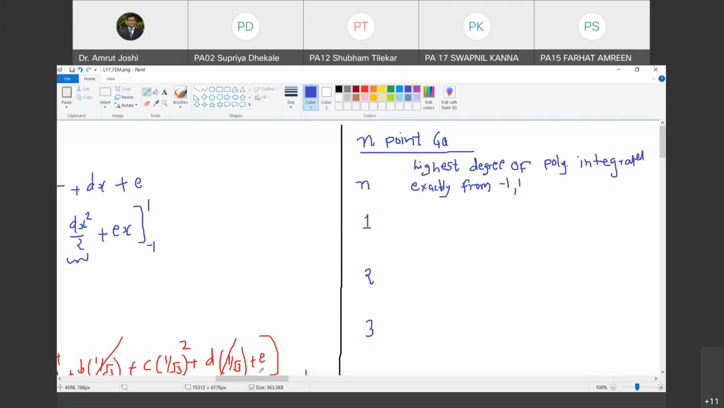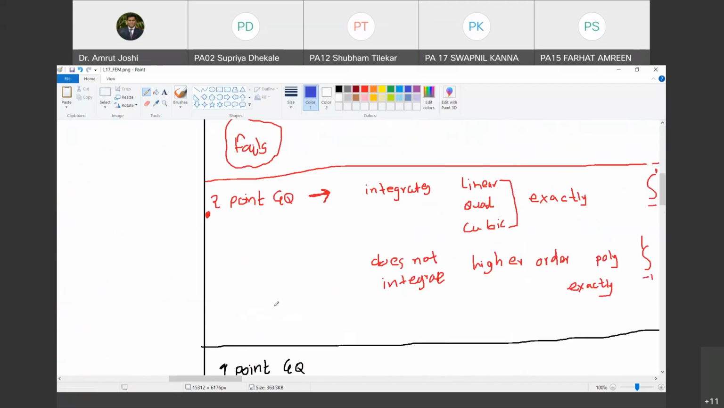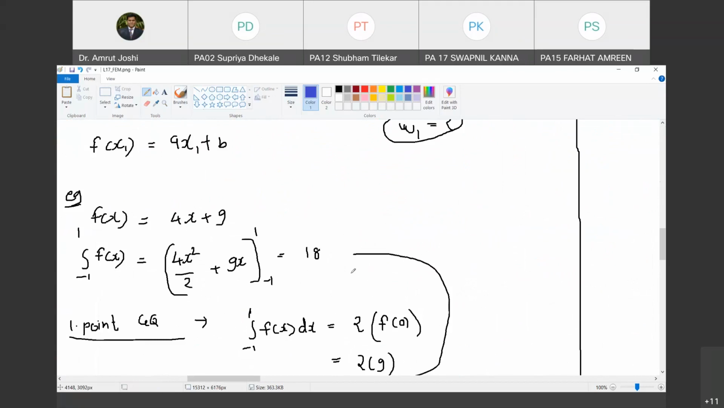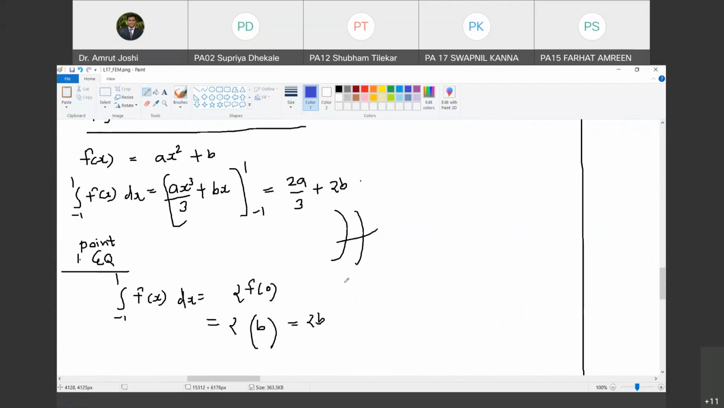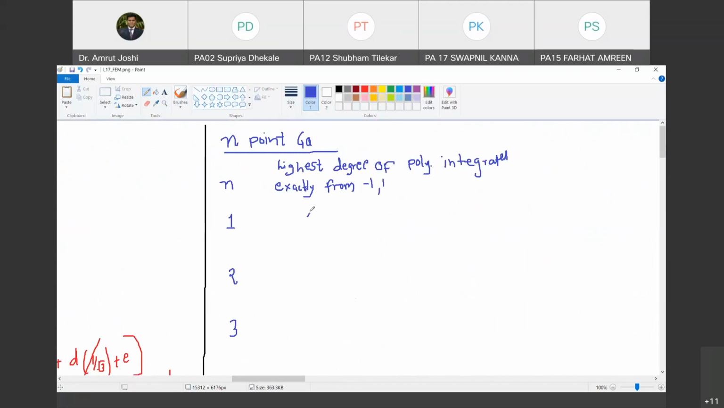So if it is 1 point Gauss quadrature, from the exercise we just did, what is the highest order of polynomial that will get integrated exactly for 1 point Gauss quadrature? Tell me, Shubham. Only first one. Quadratic polynomial is not exact integration. Do you agree with me? Yes, sir. So if you use 1 point Gauss quadrature, you will be able to integrate only linear polynomials exactly. Do you agree with me? Yes, sir. Whereas if you use 2 point Gauss quadrature, you will be able to integrate up to cubic polynomials exactly. Do you agree with me?